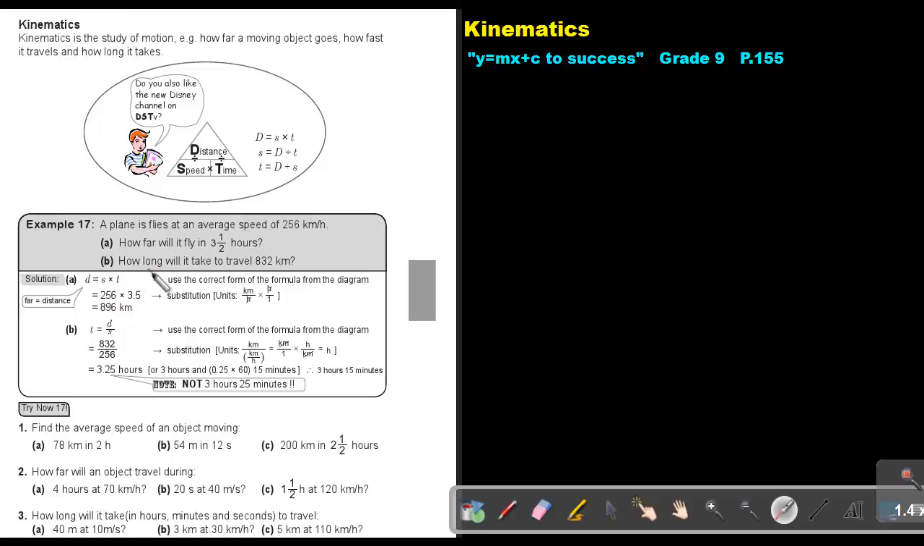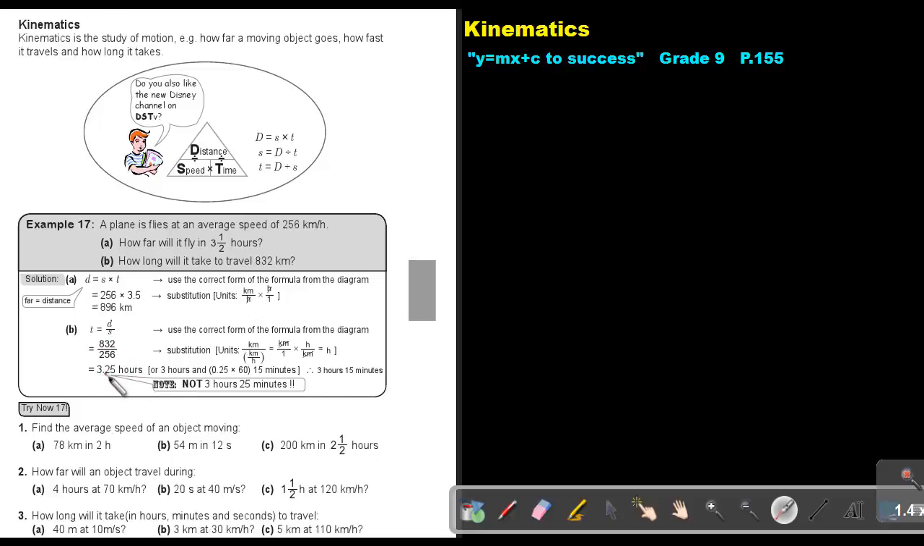Okay, how long will it take to travel 832 kilometers? How long? Long, so that's time. So it will be distance divided by speed. So distance divided by speed, this is the distance, 832. This is the speed, 256. And if I divide it, I get 3.25 hours.